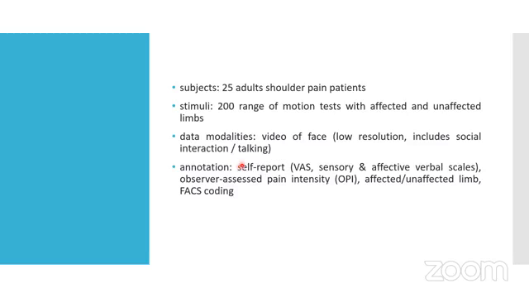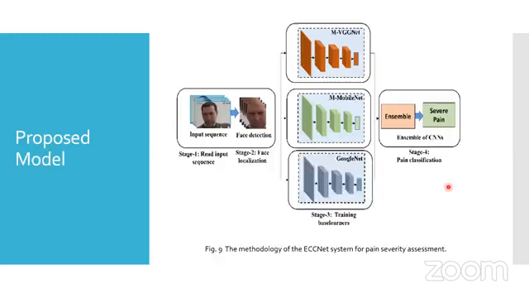That annotation is already available, and it is taken from the self-reporting of the patients. The patients are reporting themselves. It is also taken from the observer-assessed pain intensity scores. And it is also taken for the affected and unaffected limbs, where somebody is having an affected limb. In those cases also, with the help of the self-reports, the pain indications have been recorded.